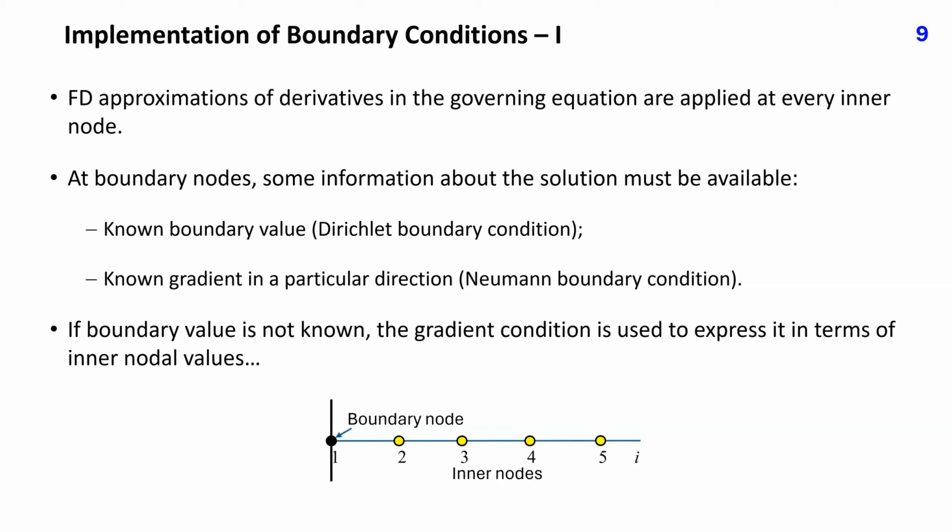Or we know the gradient of the variable in a particular direction at the boundary. This is called Neumann boundary condition, named after German mathematician Karl Gottfried Neumann. If the boundary value of the variable is not known, we use the gradient condition at the boundary node to obtain the boundary value from inner nodal values. Examples are shown in the next slide.